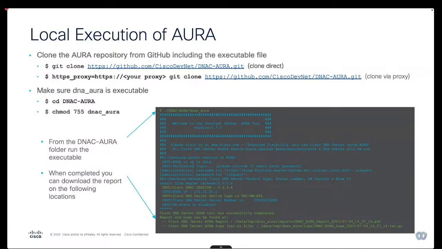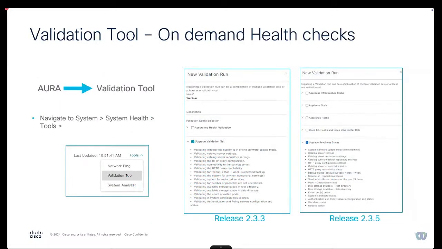But we have been working on a kind of replacement for Aura on these latest releases. As you can see, we have the validation tool. It's going to move everything from Aura with all the checks into the validation tool. You can navigate to System, System Health, and then Tools. Then you will have the validation tool on the top right. And there's going to be the validation run for the upgrade validation set. You can see all the checks that we have. We have added some more on 2.3.5 and 2.3.7.